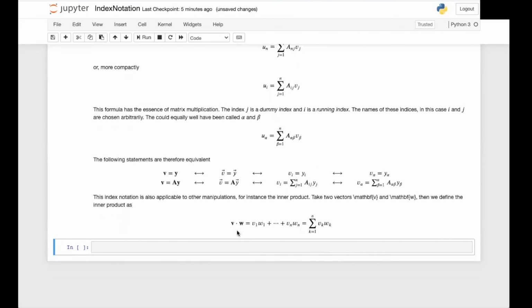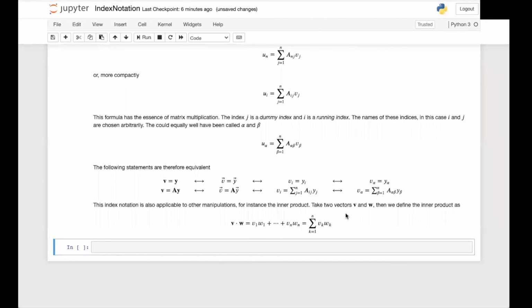The index notation is also applicable to other manipulations, for instance, the inner product. Say that you have two vectors v and w, and you can find the inner product as v dot w. Here you have then the summation component-wise of the two vectors. So you can write this as a summation over a repeated index k from 1 to n.